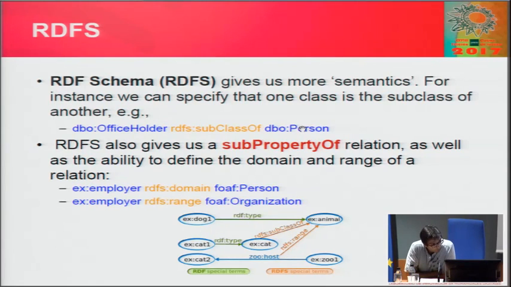And also, for example, with the ability to define the domain and range of a relation, we can specify, for instance, that the property employer has a domain person and has a range organization. So this means that if you have an instance of employer that relates together two individuals, we can assume that the subject of employer is a person, and we can also derive the fact that the object of the relation is an organization. We can do this automatically.